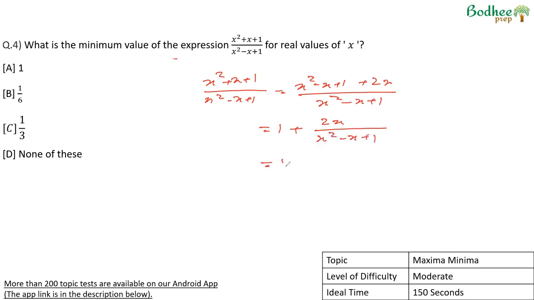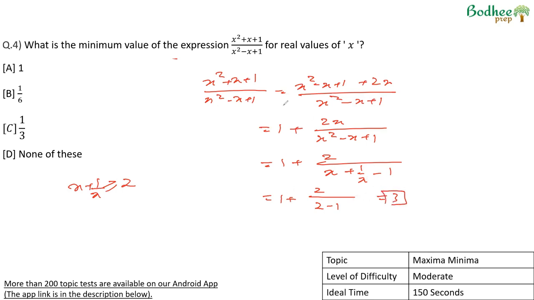Divide the numerator and denominator by x. 2/(x + 1/x − 1), so this is what we get. Now, if x + 1/x is greater than or equal to 2, if we put 2 here, we'll get 1 + 2/(2 − 1), which will be 3. As x + 1/x increases, this value will decrease and therefore the overall value will decrease, and therefore 3 becomes the maximum value.